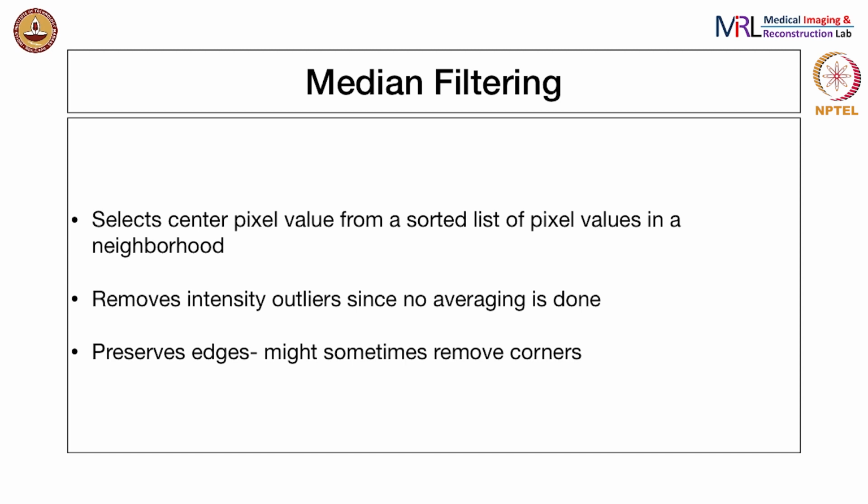What it does is, we saw this, it selects a center pixel value from a sorted list of pixel values in the neighborhood. So it's the same as before, except that in a 3x3 neighborhood, you take 9 pixels, sort them in increasing order, and choose the middle one among them. So what this does is it removes intensity outliers. Since no averaging is done, it removes the intensity outliers because you are choosing the median. It will preserve edges. That you will see if your box actually straddles an edge, the red box that I showed you. So the median filter preserves edges. It might sometimes remove so-called corners.